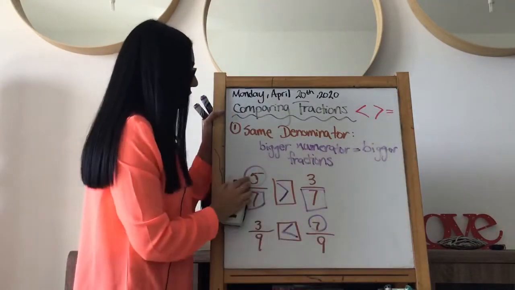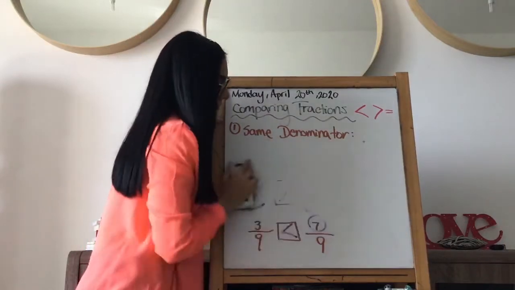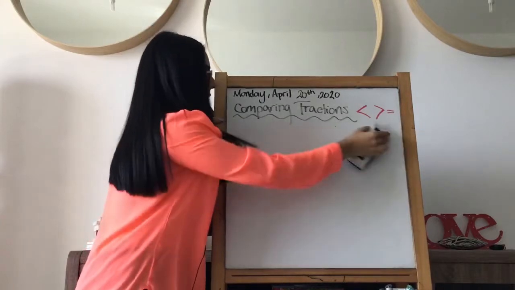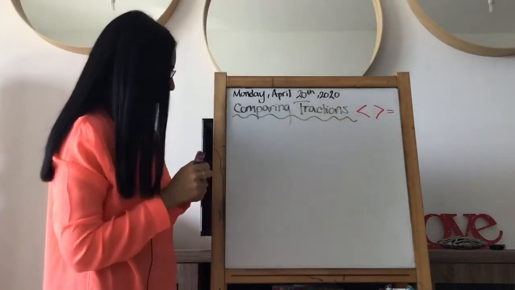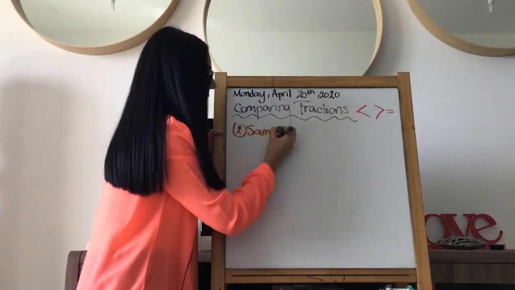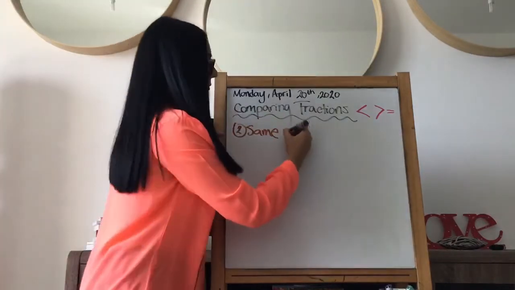Next, situation 2 could be, okay, I'll erase this. Situation 2 could be the following. If you have the same numerator, now what happens?